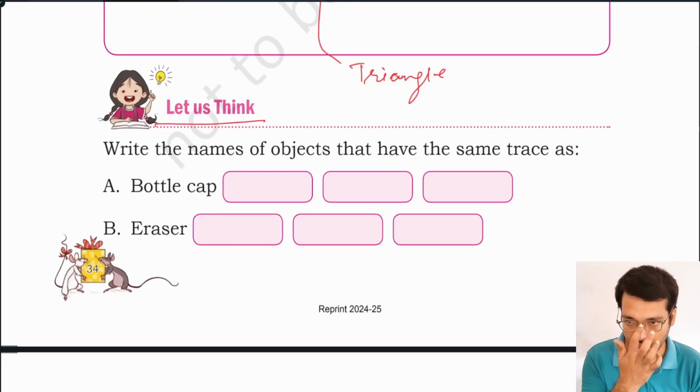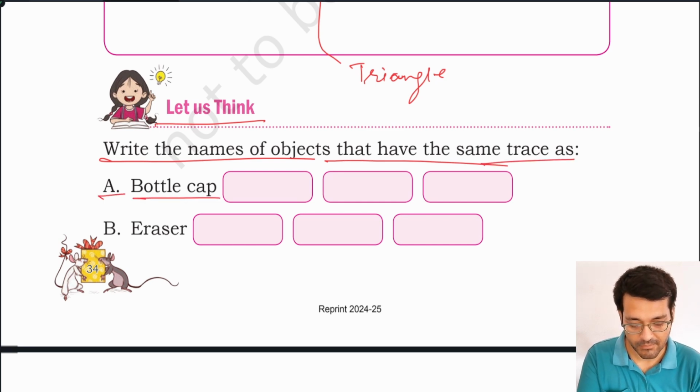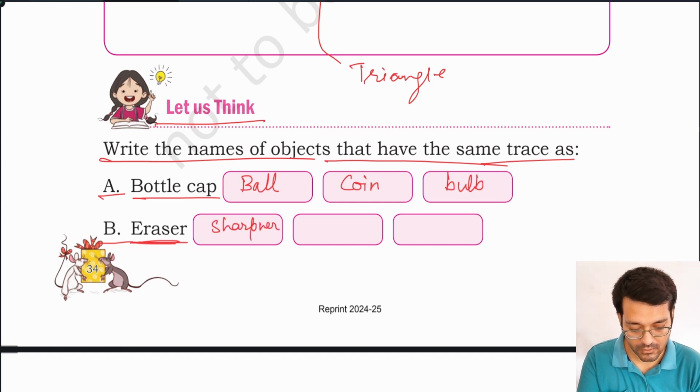Let us think. A, write the names of the objects that have the same trace as a bottle cap. Then you may write ball, coin, and bulb. B, shapes having trace like eraser, your sharpener, your matchbox, your carry-on box, or your pencil box.